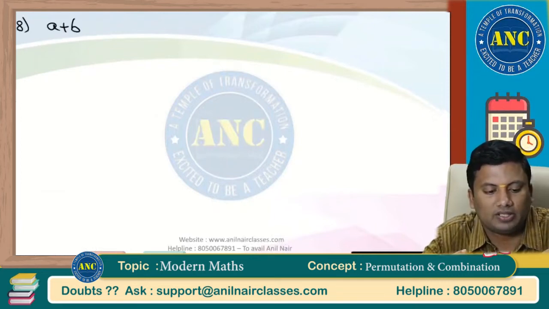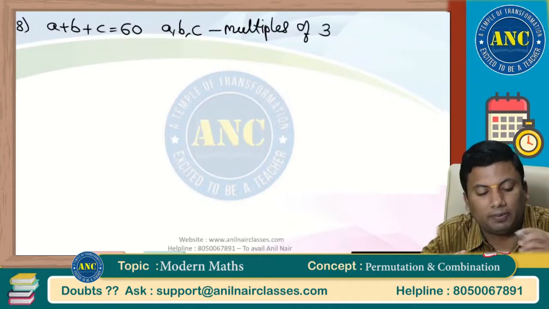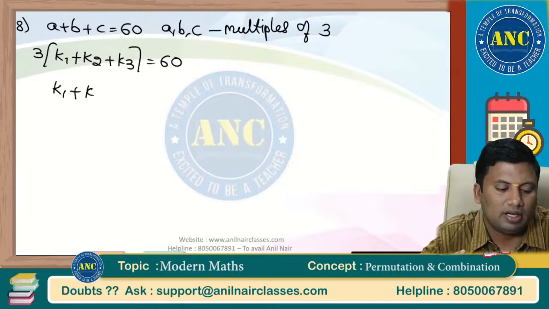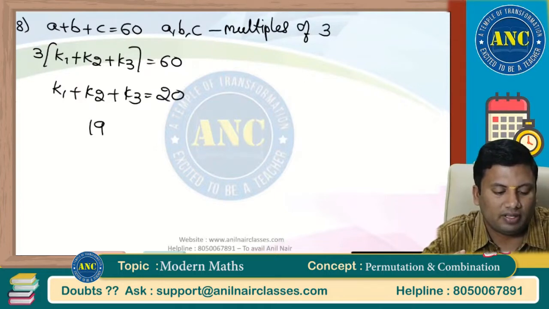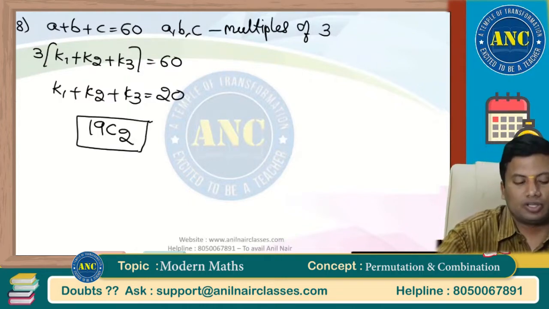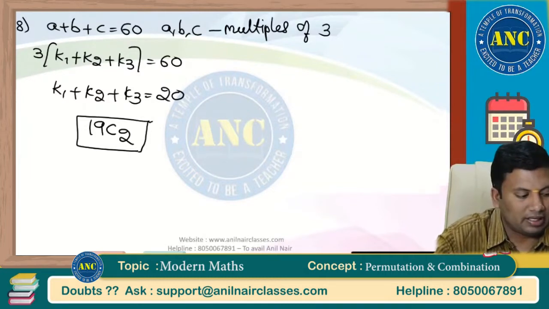A plus B plus C is nothing but 60. A, B, C are multiples of 3. So this is 3 into k1 plus k2 plus k3, which is 60. So k1 plus k2 plus k3 is 20. The answer for this question is 19C2.